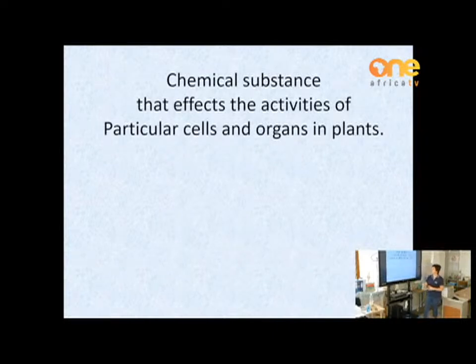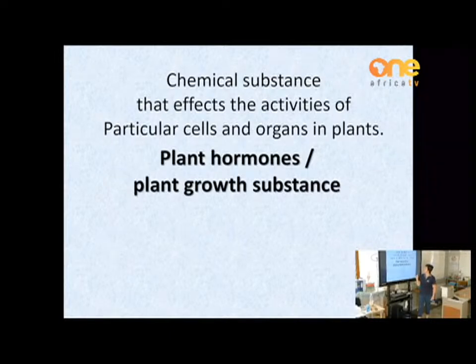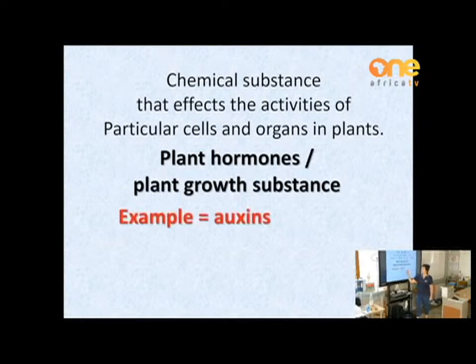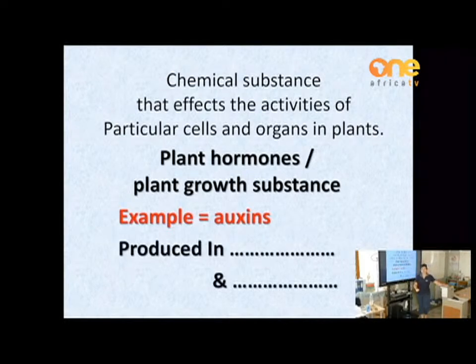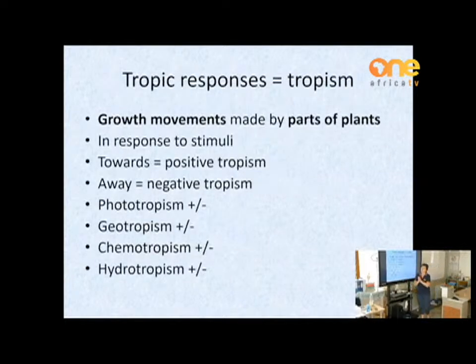This is possible due to chemical substances that affect the activity of particular cells and organs in the plant. We call that plant hormones or plant growth substances. This definition is important to remember: a chemical substance that affects the activities of particular cells and organs in a plant. We are going to study the example of auxins. A golden rule to start with is auxins are produced in the tip of the shoot and the tip of the root.